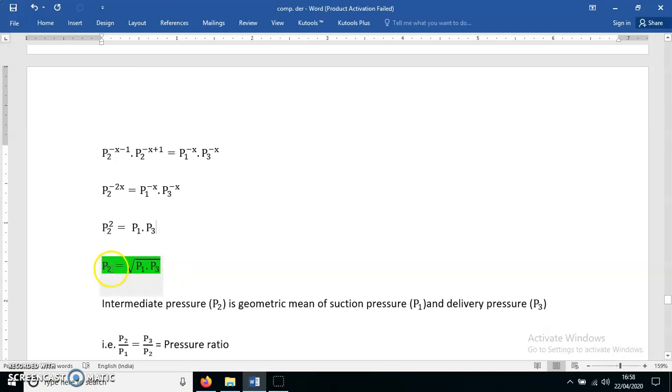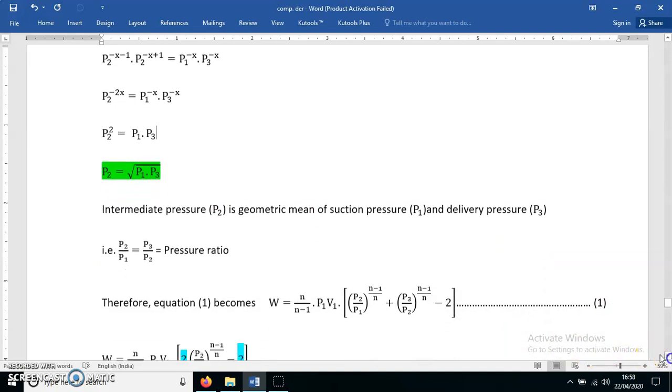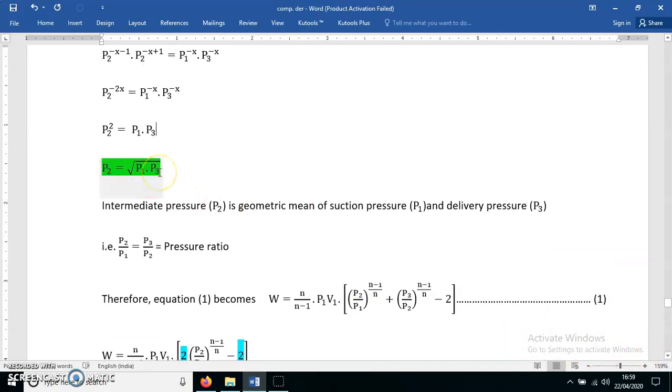What is intermediate pressure P2? It is the geometric mean of inlet pressure and delivery pressure. So this is the optimum value of pressure at which W is minimum. So this P2 is equal to square root of P1, P3.